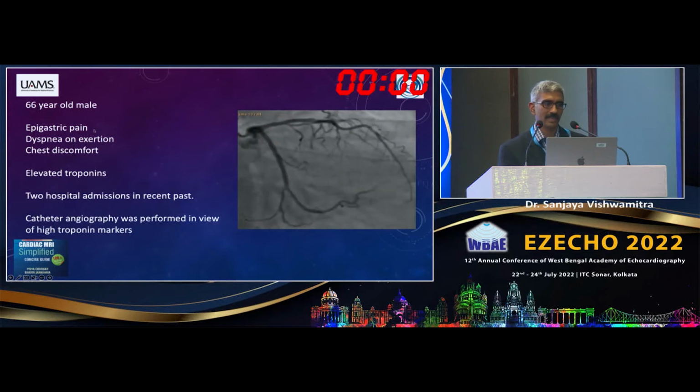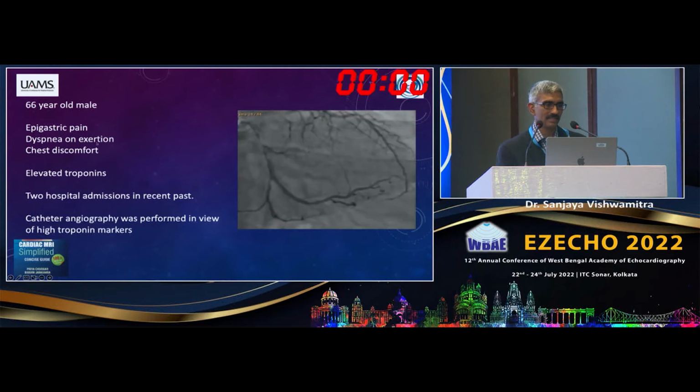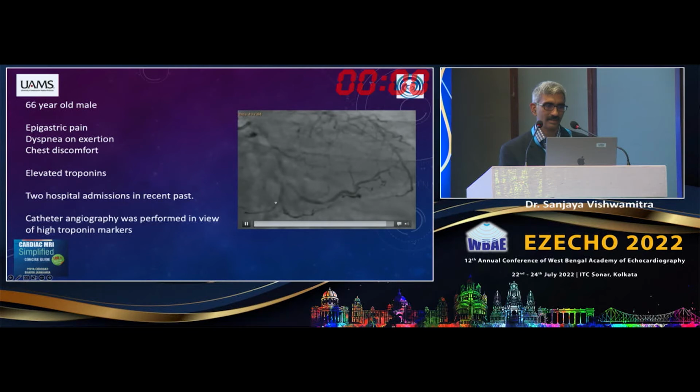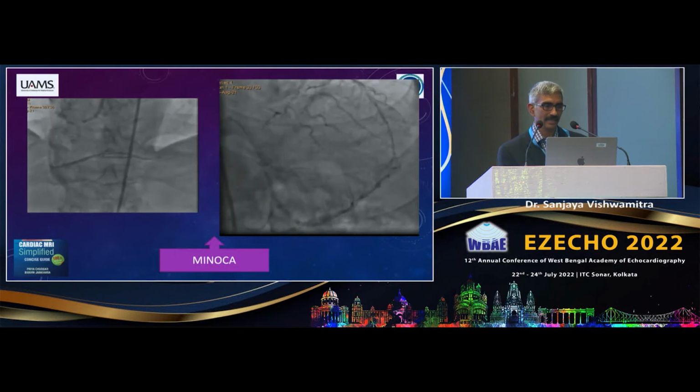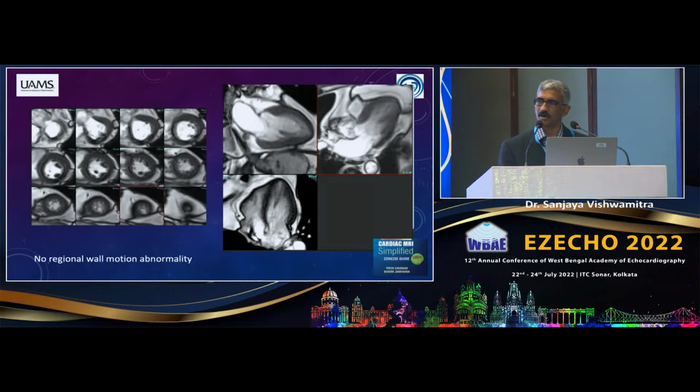This patient came in as a 66-year-old man with epigastric pain, dyspnea on exertion, chest discomfort, and elevated troponins, and had a cardiac cath which looked normal in the RCA, LAD, and LCX territories. This is an example of somebody who might be having myocardial infarction in the presence of otherwise normal or less than 50% coronary artery abnormalities.